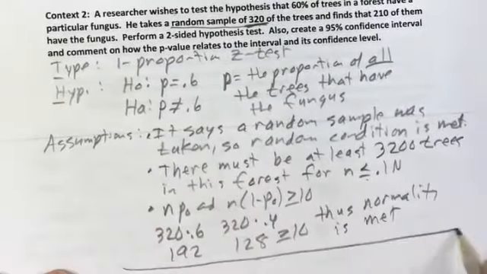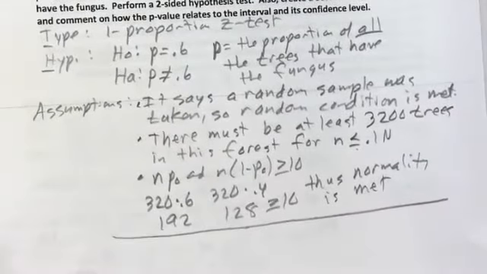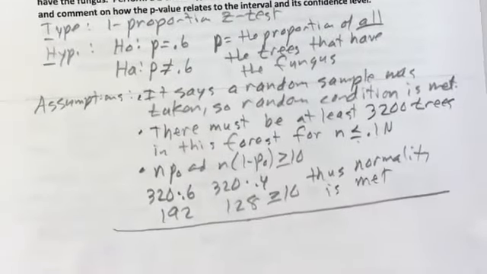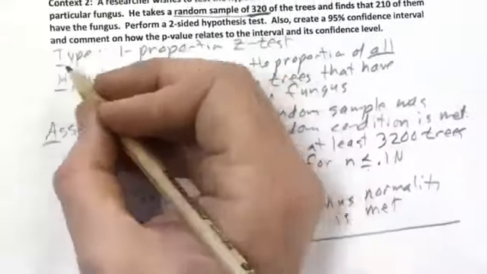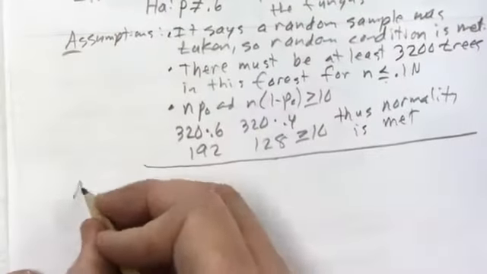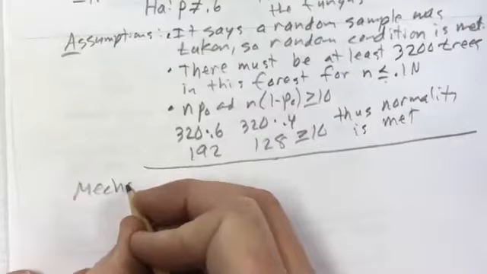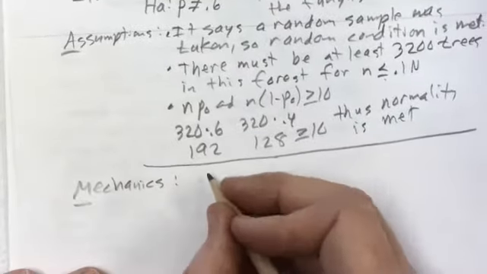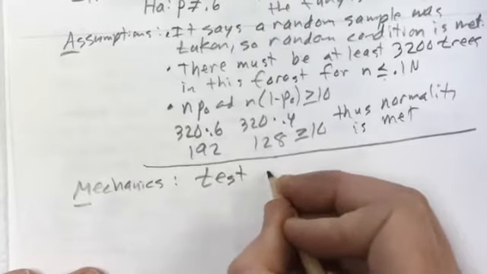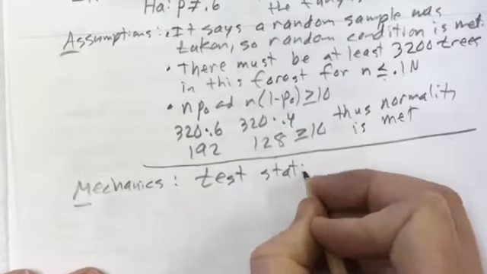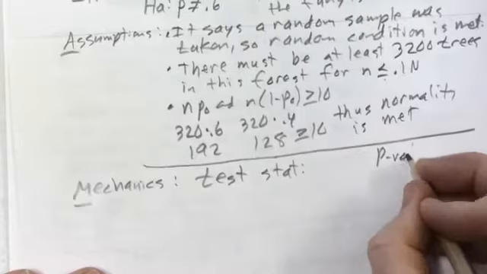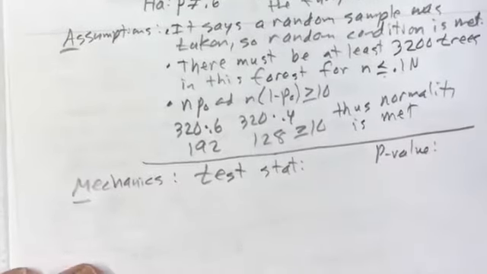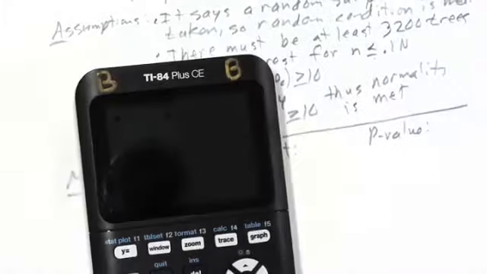And so let's find our test statistic and p-value. Now we'll just use the calculator. For the mechanics, always don't forget to write down your test statistic, please. That happens a lot. We need your test stat, and we need your p-value. Yes, we do.